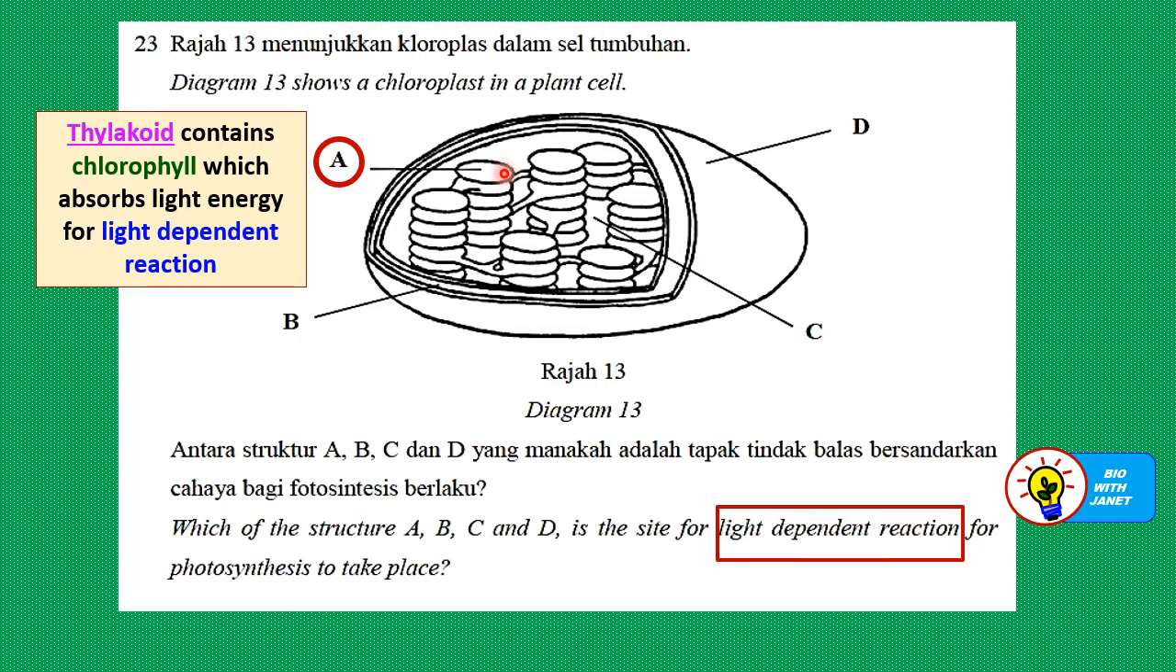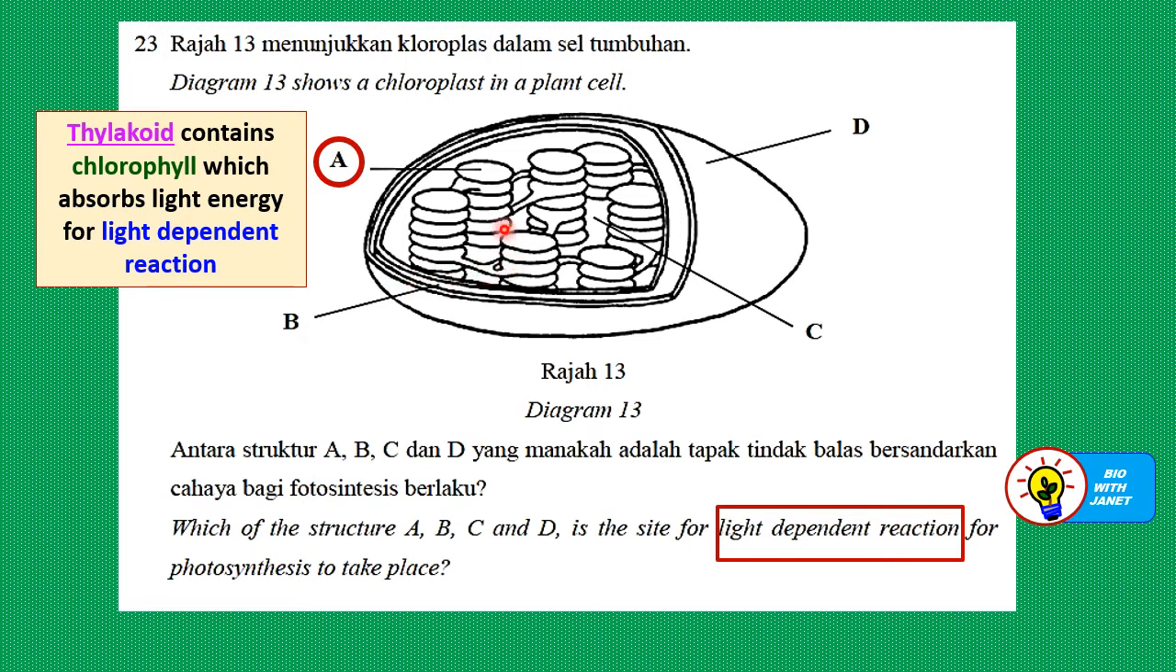So what is the thylakoid? Thylakoid is a disc-shaped structure which contains chlorophyll, so it's green in color. This chlorophyll absorbs the light energy which is needed for the light-dependent reaction, where water is broken down into hydrogen ions and hydroxyl ions. All that occurs in the thylakoid. If there's a group of thylakoids stacked up like this, we call that a granum. So the light-dependent reaction occurs in the thylakoid or the granum, or grana, inside the chloroplast.